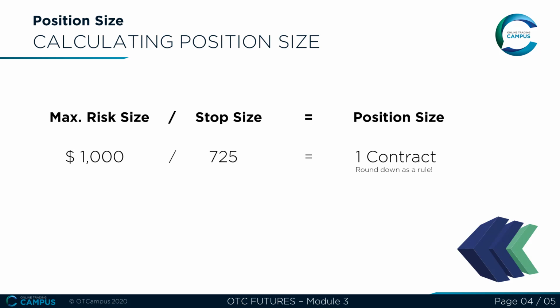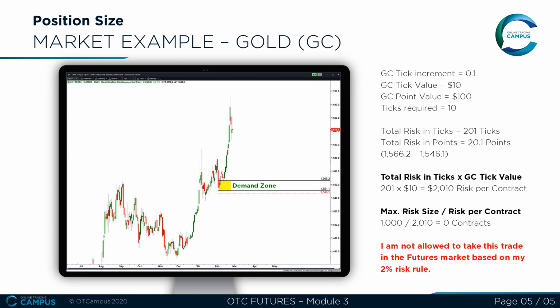Let's get all the important values from our cheat sheet. GC tick increment is 0.1. GC tick value is $10. GC point value is $100 and ticks required to 1 point is 10. So my total risk in ticks is 201 ticks and my total risk in points is 20.1 points. So let's calculate stop size first, which is total risk in ticks times GC tick value. 201 times $10 equals $2,010 risk per contract.